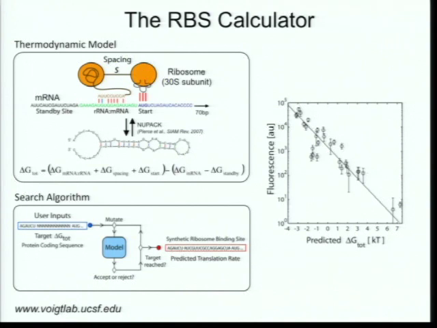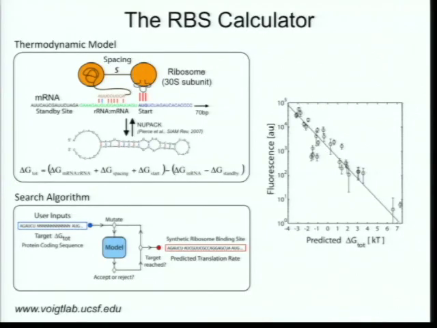And so once you have that thermodynamic function, you can then use a Monte Carlo search algorithm where you set a particular expression level that you want, and then it goes through a process of iterative mutation and calculating the energy in order to identify a ribosome binding site that's associated with that strength. And so you can see this here for a red fluorescent protein, where each one of these points is a synthetic ribosome binding site, where we dialed in different energies that we wanted and then measured the expression level that was produced. And so this gives us a way to dial in a particular strength that we want.